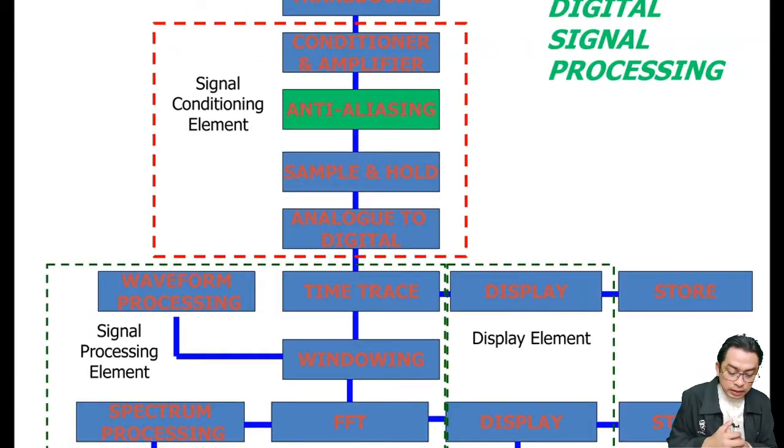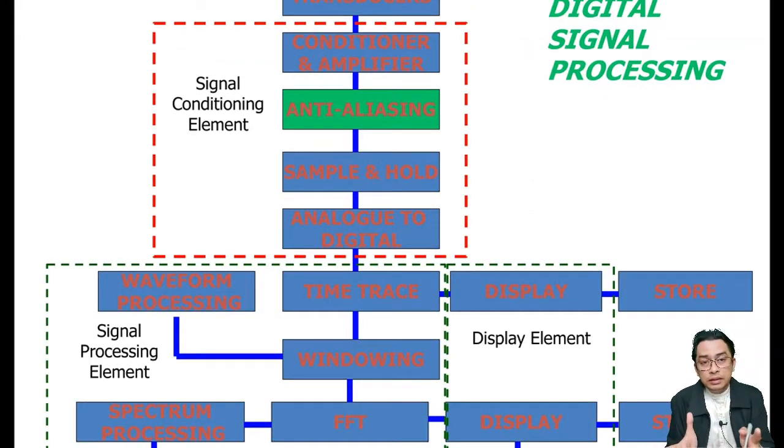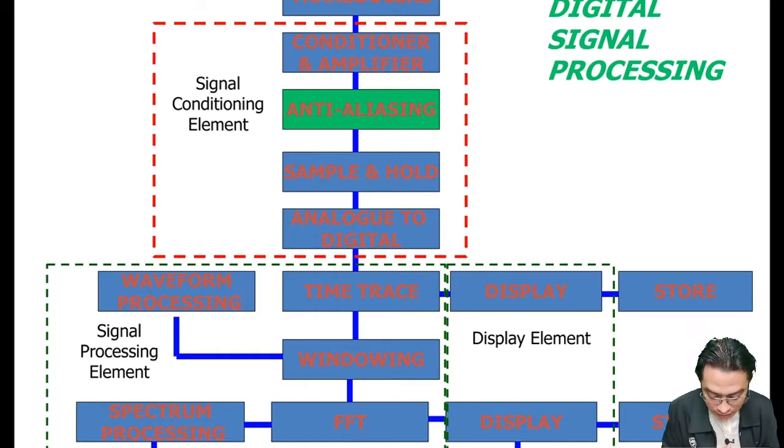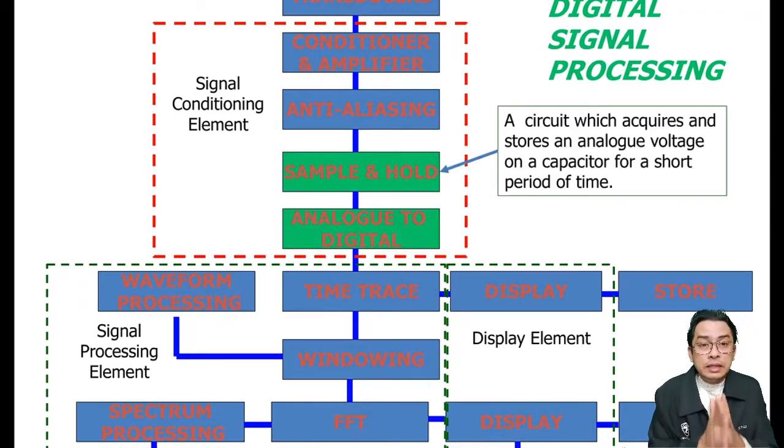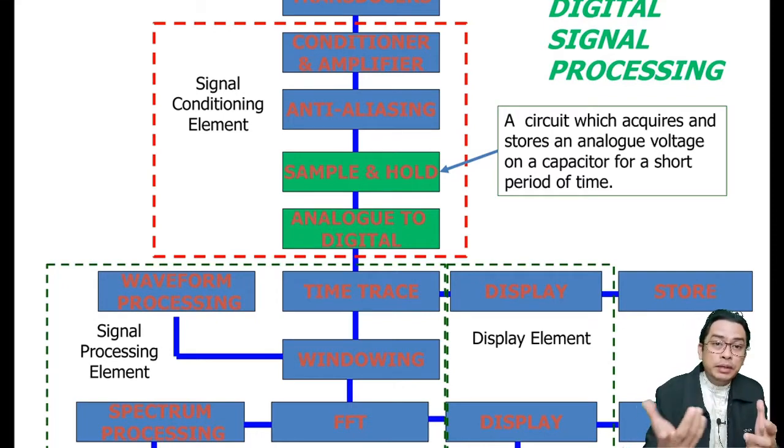Okay, and then after we condition the signal, and it is good to be used for further processing, we will introduce the anti-aliasing filter. But before we go to the anti-aliasing, we need to understand the aliasing phenomenon. But before the aliasing phenomenon, I need to introduce a few things. I have to introduce the sampling process. But first, we have to answer the question: why does sampling need to be done?